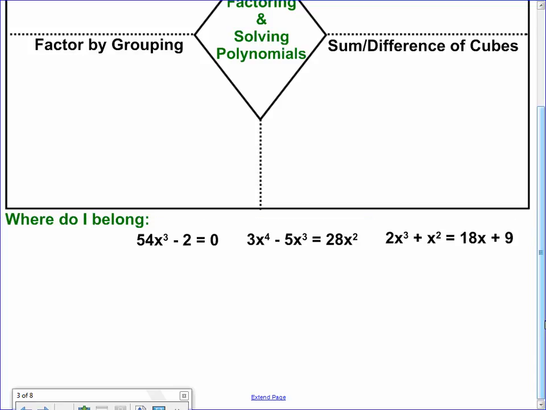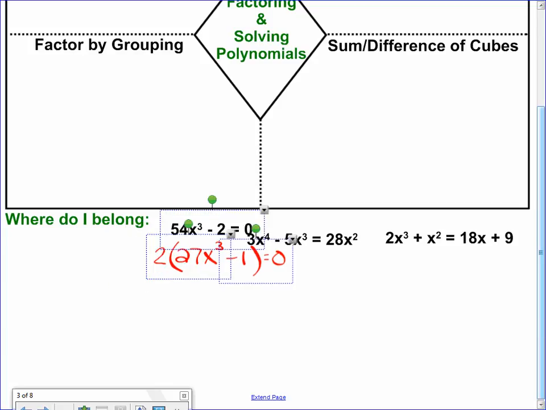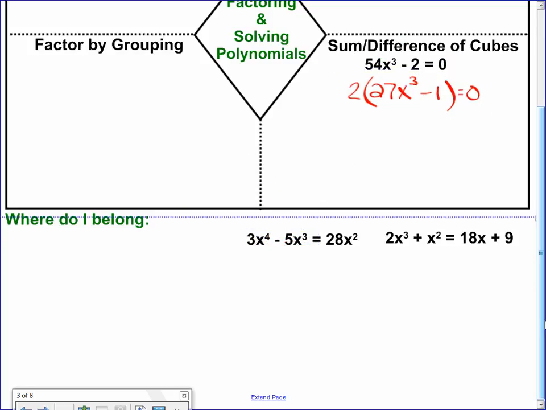So the next one, what would you do to this one first? Greatest common factor of 2. So what's left when you take out a 2? 27x to the third, that's it? And minus 1? Good. Before I finish trying to factor, I have to recognize what type it is. I took out my GCF. These are now perfect cubes, right? You've got a cube here, 2 terms. So this one's going to go in your sum and difference of cubes. So let's go ahead and move that one over there. And again, we'll finish them in a minute.